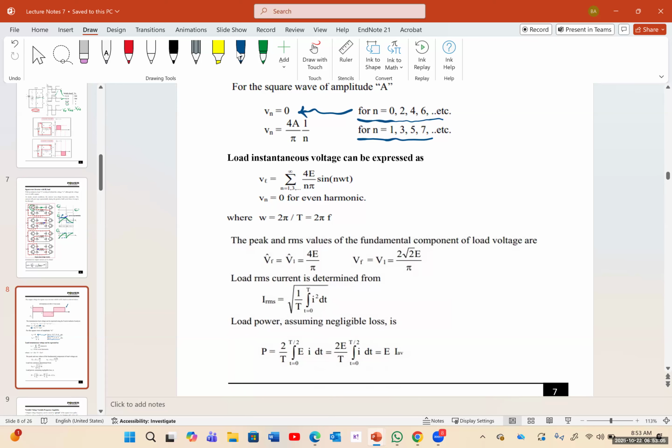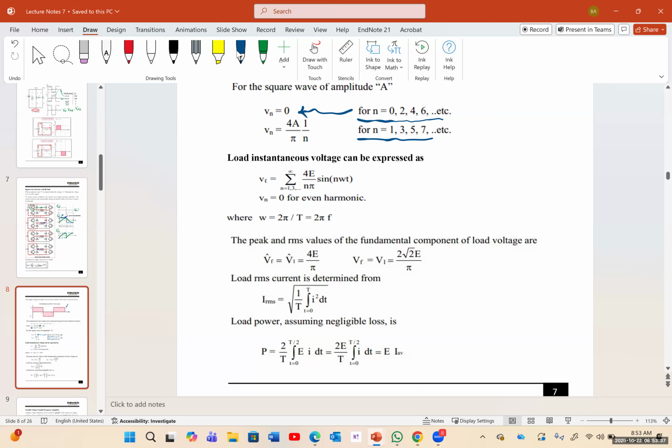So Vn would be equal to 0 for even harmonics, and the even harmonics don't cause any problem. The problem is caused by the odd harmonics, 1st, 3rd, 5th, 7th, etc. And mainly we have problems with the 1st, 3rd, 5th. These have the most effect. The rest of them would have minimal effect.